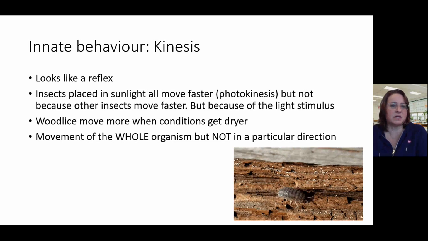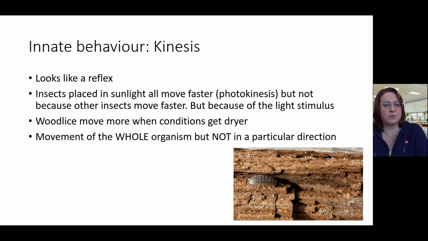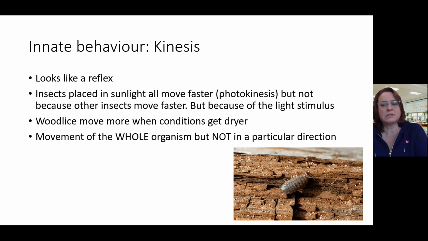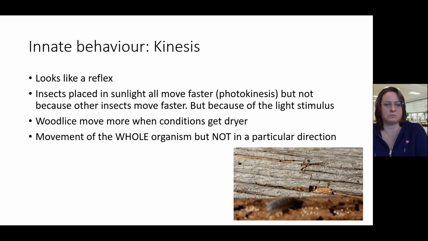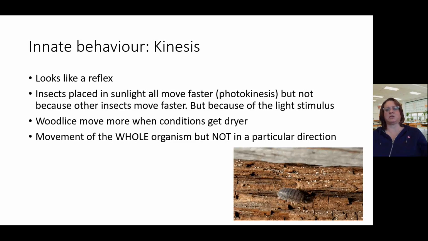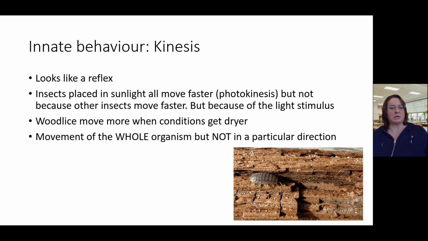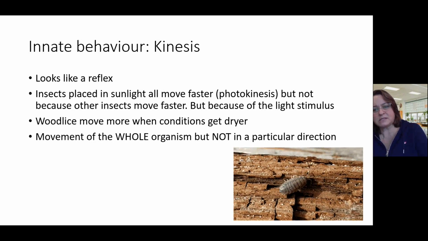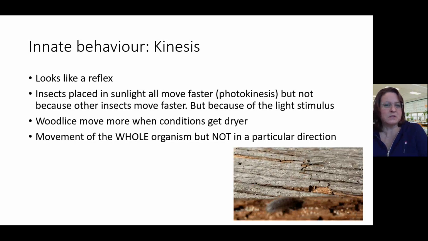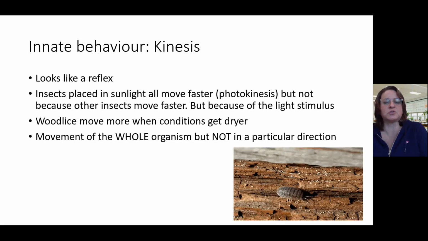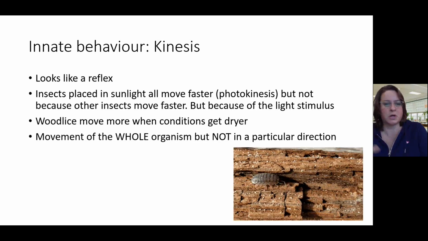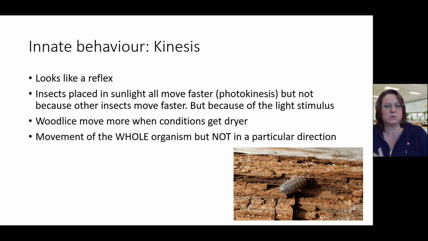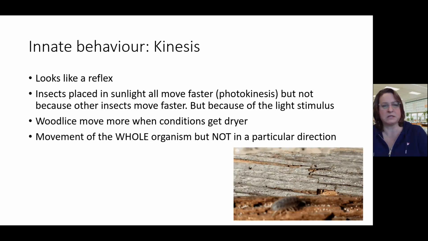If you put insects, let's say grasshoppers, into sunlight, they will just all move faster simply because there's light there. Turn on the light, they move faster, but it is not necessarily going in any direction. It does not seem to go in any direction, left, right, up, down. It's just because there's a stimulus there. That one's photokinesis. And the wood lice that are mentioned as an example in your syllabus move faster when conditions get drier. It gets dry, they move faster, but not necessarily in a particular direction. So kinesis: whole organisms, but not in a direction.